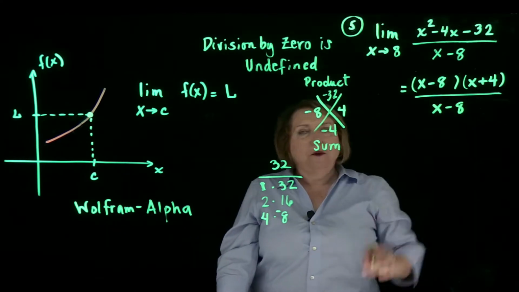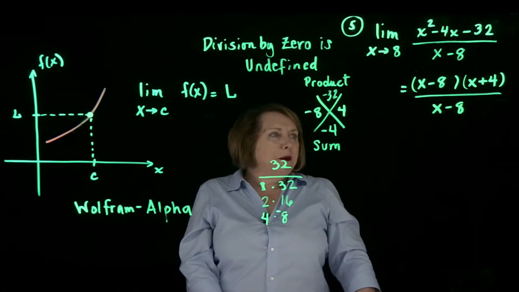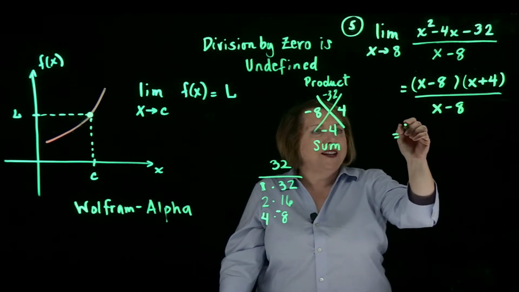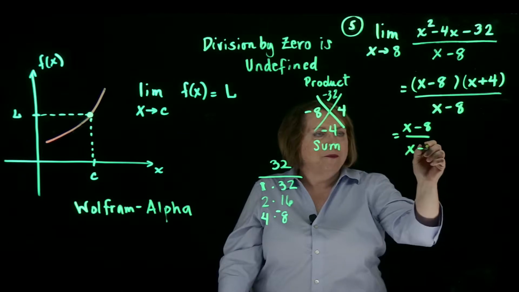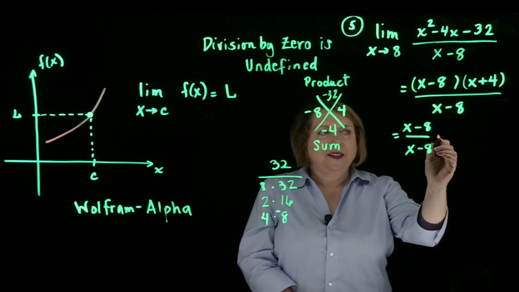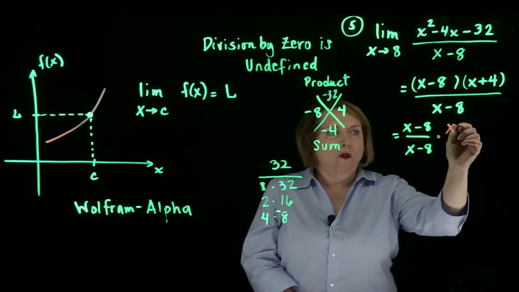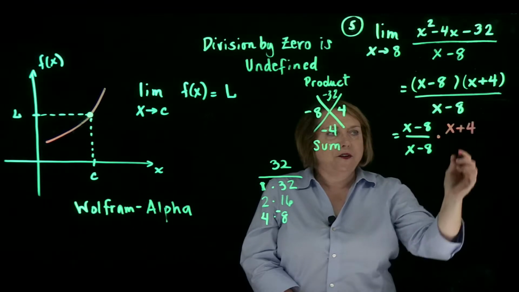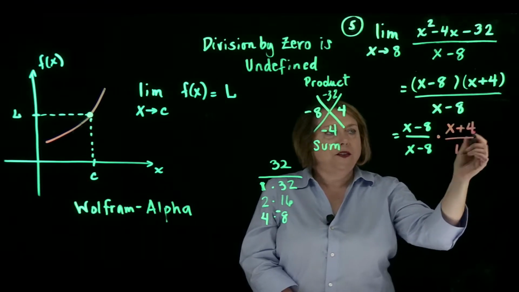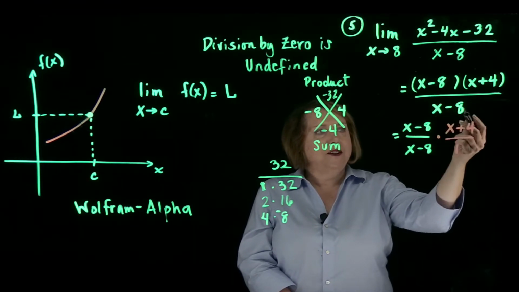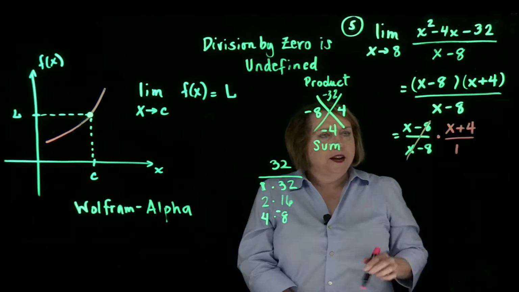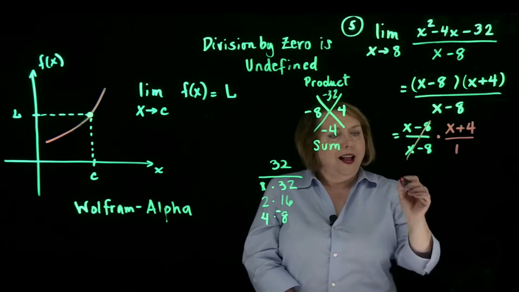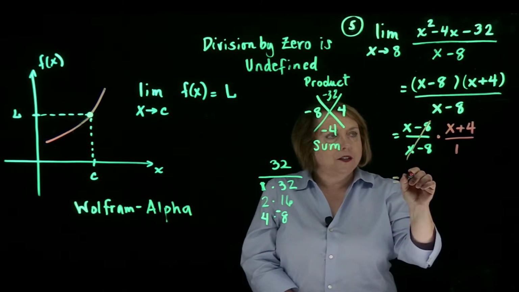And that works out really well here because of the x minus 8. If I factor out an x minus 8 from both numerator and denominator, that's going to leave me with x plus 4 in the numerator and then 1 in the denominator, because I will have factored out x minus 8. X minus 8 divided by x minus 8 is equal to 1. And that's why this leaves me with x plus 4.